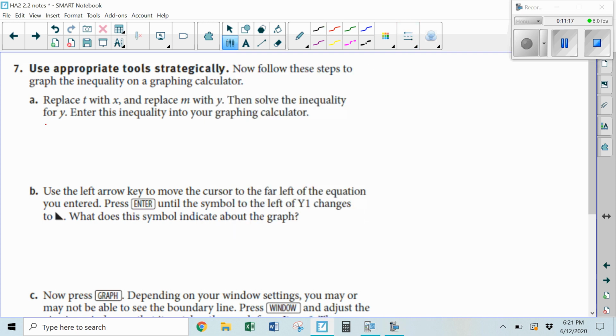The original was 100t plus 40m less than or equal to 1360. Then we replaced it with 100x plus 40y is less than or equal to 1360. So let's go ahead and solve for y. Get y by itself.